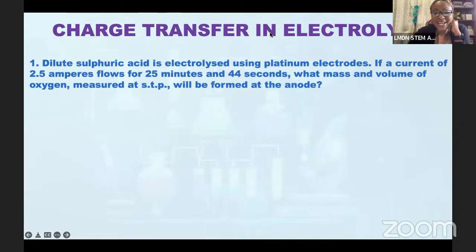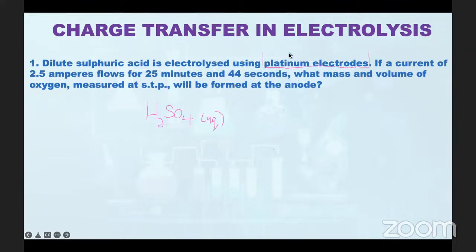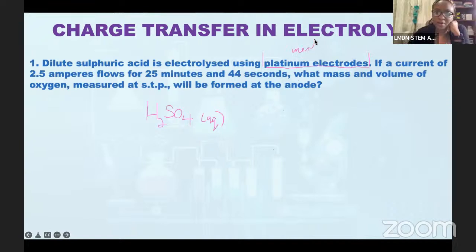So dilute sulfuric acid. Let me write that down: H2SO4, and it's in its aqueous state, is electrolyzed using platinum electrodes. So what kind of electrodes are these? Platinum. Inert. It's inert, so we don't have to worry about any potential ions coming from the electrodes. So this is good news.